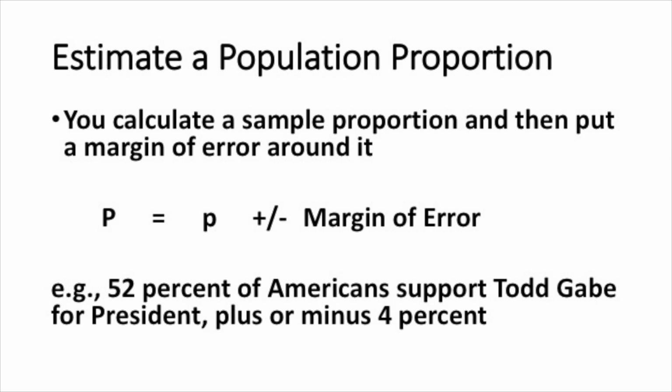So here's the statement. 52% of Americans support Todd Gabe for president, plus or minus 4%. And that margin of error accounts for the fact that this 52% came from a sample. And if you had contacted or asked a different group of people whether or not they supported Todd Gabe for president, you would likely get a different value, different percentage. And this margin of error sort of accounts for the range of percentages that you might get from different samples.